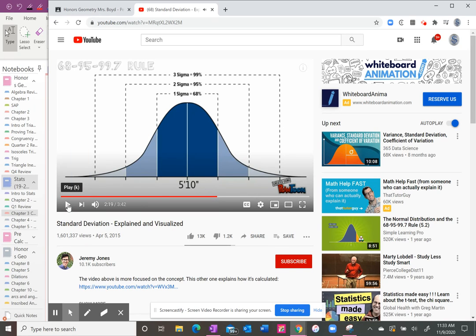So let's not talk about the percentages. Let's just talk about this. The average height is 5'10". Somehow they did a calculation and got a standard deviation. I don't know what numbers they used, but they used numbers.